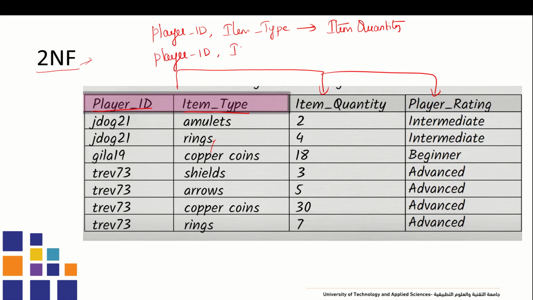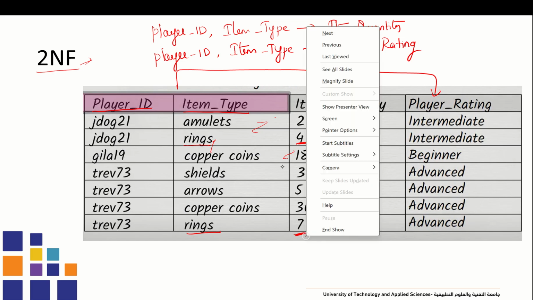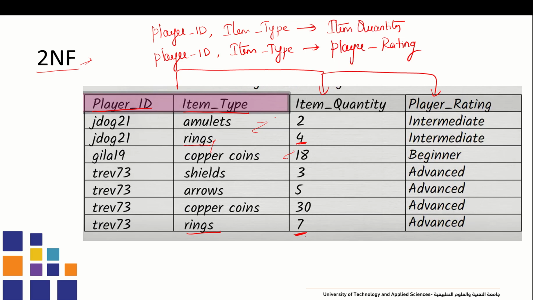Okay, then I will write player ID and item type determines player rating. Now tell me, do you need both the player ID and item type to determine the item quantity? See, for example, let's take this one, rings. Okay, see here the rings is 4, here the rings is 7. Different values, it should be same, right? So with item type alone I cannot determine the item quantity, I need the player id also. So I need player id and item type to determine the item quantity.